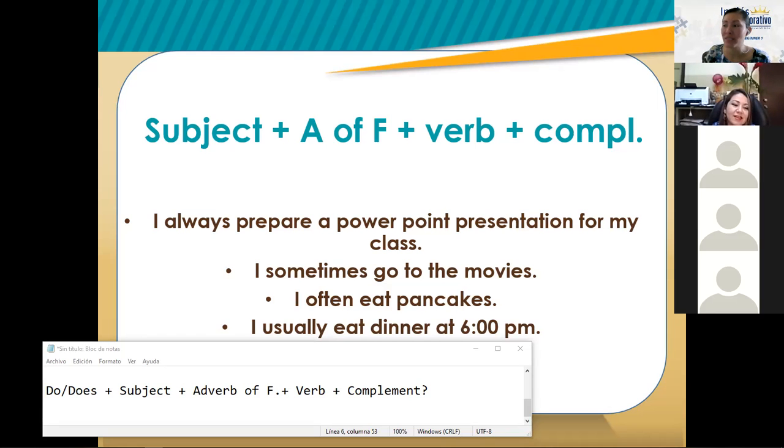Okay. Who's next? ¿Quién sigue? Me, teacher. Excellent, Gorita. Go ahead. I often eat shrimp. I couldn't hear that, Gorita. Repeat it. I often eat shrimp. Shrimp. Sí. Okay, very good. Excellent. Next. I usually eat breakfast at 7 a.m. Very good.